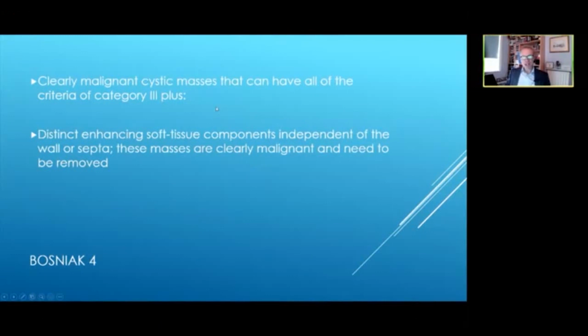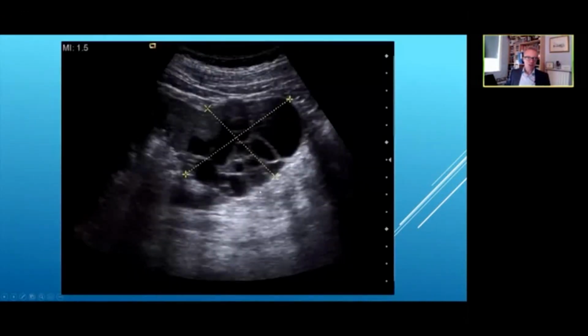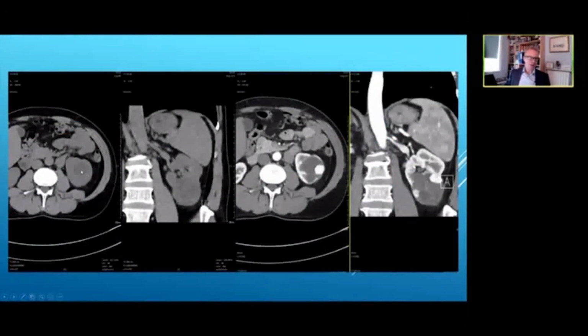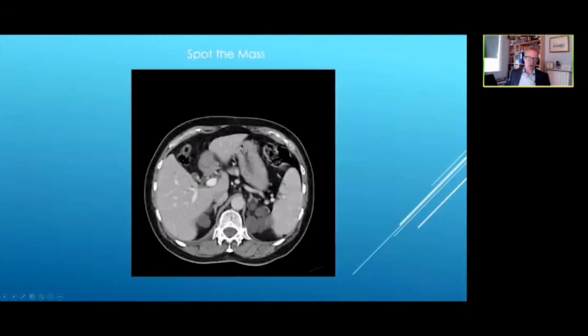Bosniak 4, this is a classification I don't tend to use. I just call these cystic cancers. These are very obviously got enhancing component, thick walls, solid tissue. Here's an example here on ultrasound. You would see Doppler flow within this on ultrasound, which shows flow within it. So you don't need a pre and post contrast scan to prove that that's vascular tissue. Here's an example here, pre and post contrast, the axial and coronal slices, obvious solid enhancing nodules.